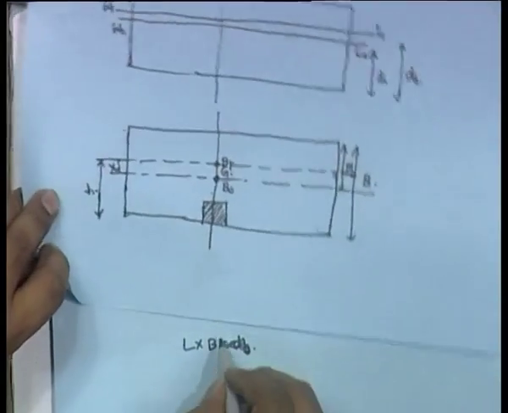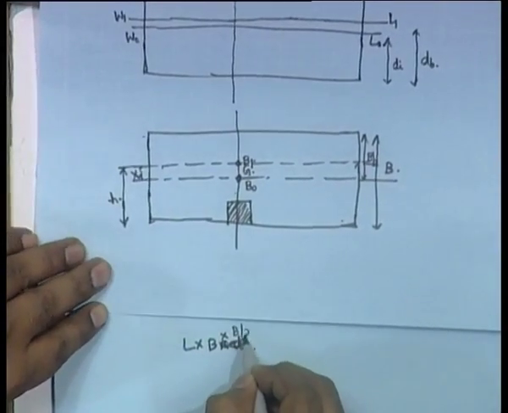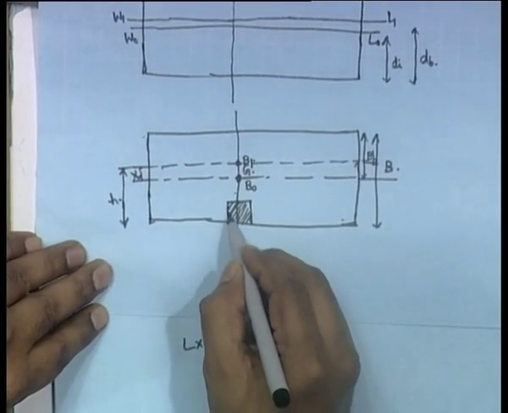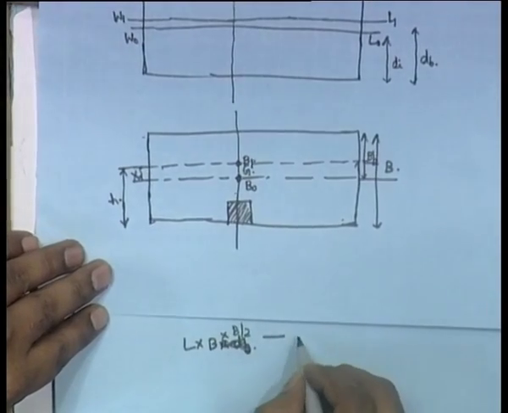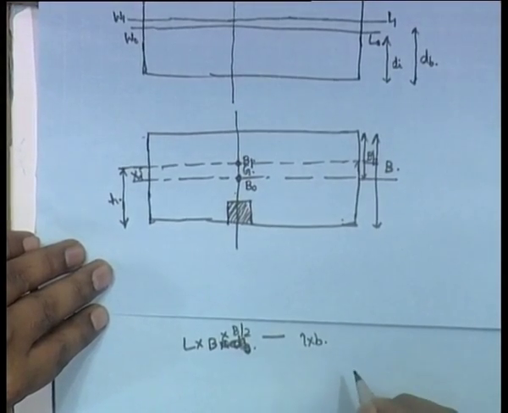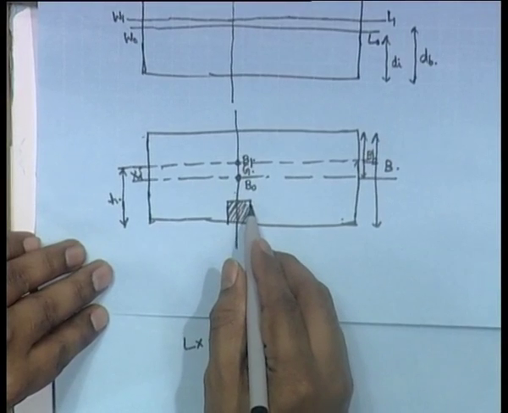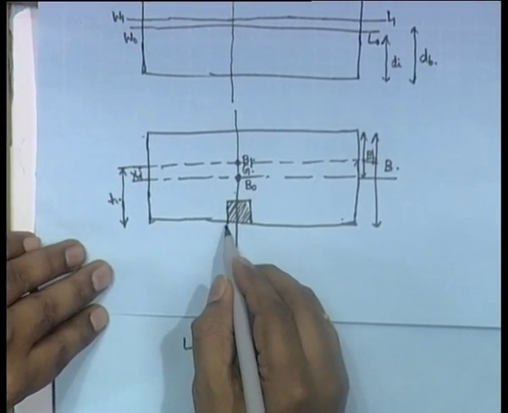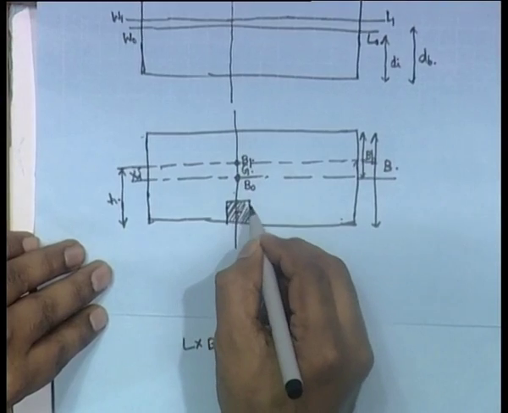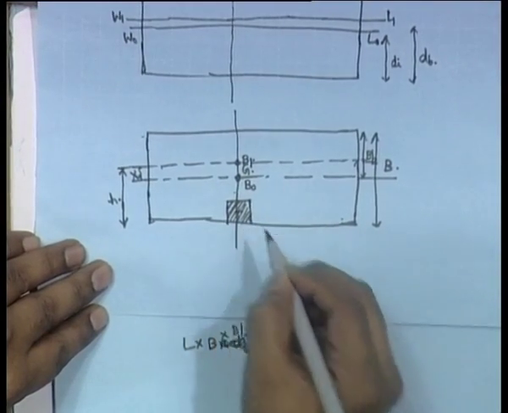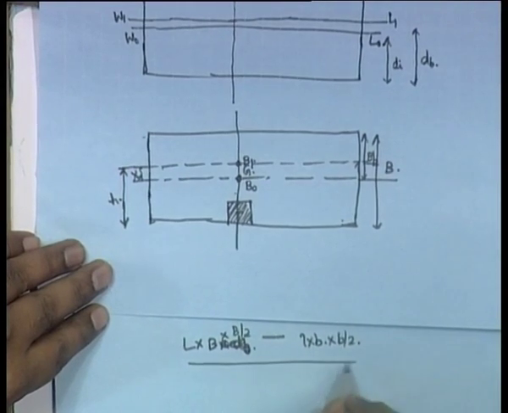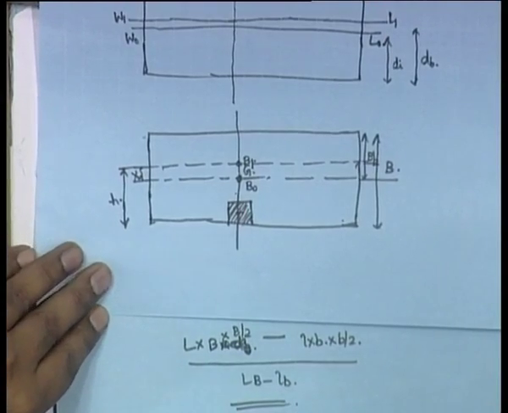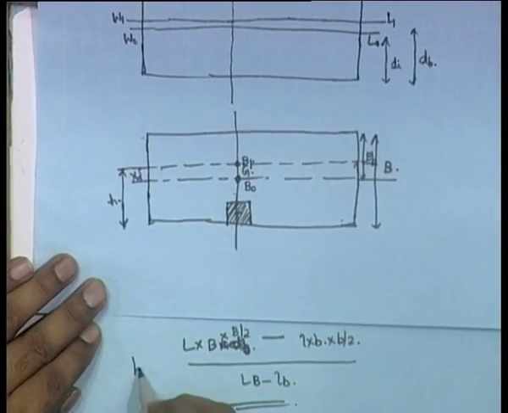B1, therefore, is L into B by 2 minus this small area into its centroid. Small area is small l into small b, whatever is its length into its breadth, that gives you its area. Now, into its centroid, it will be small b by 2, divided by the total area. This will give you h, this distance.